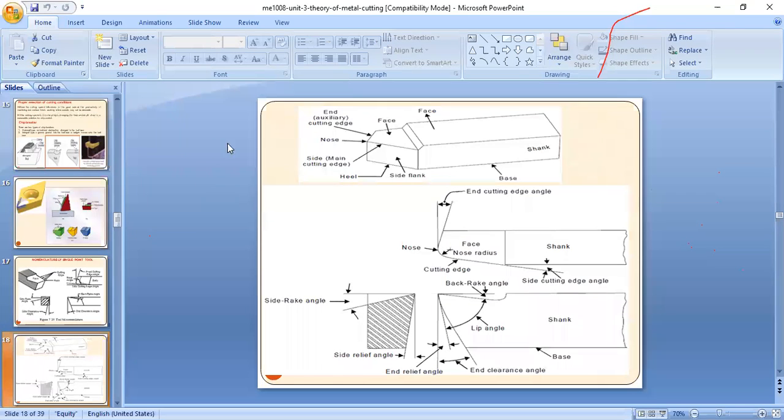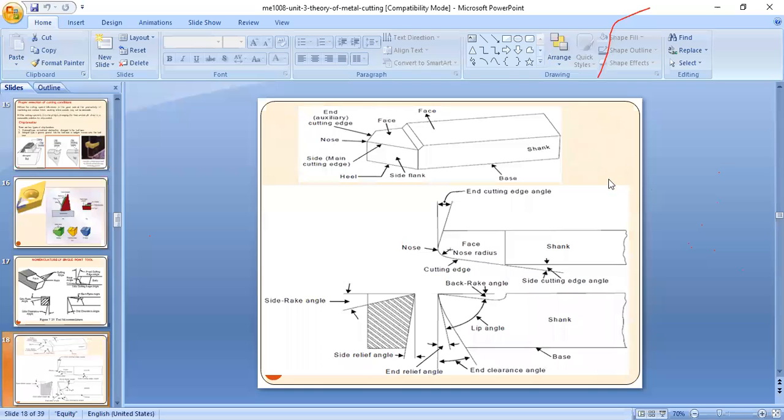So this is the face of the tool, this is the shank of the tool, and this is the face of the tool edge, end cutting edge, nose, side cutting edge, side flank, heel. Again, when we come to another diagram, it is a combination of the previous figure: the end cutting edge angle, the side cutting edge angle, the shank, and the nose radius. You should provide at least a nose radius of 0.8 mm, or you can provide more, like 1.2.